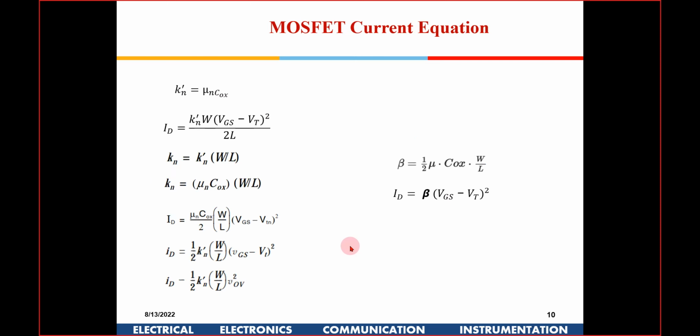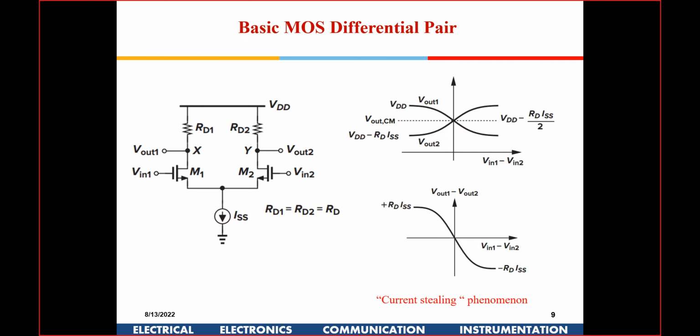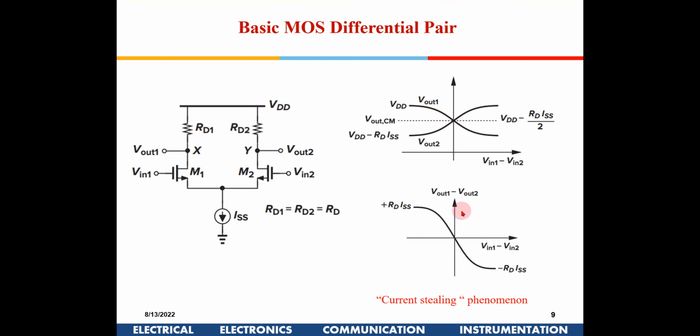Sir, I am not getting this above graph's left portion, the negative portion. Okay. Suppose Vin1 minus Vin2 is negative, that means Vin2 is greater. That means more current will flow here and less current will flow here. If less current is flowing here, this will go high, Vout1. So it can reach the maximum. Can we move to the next?